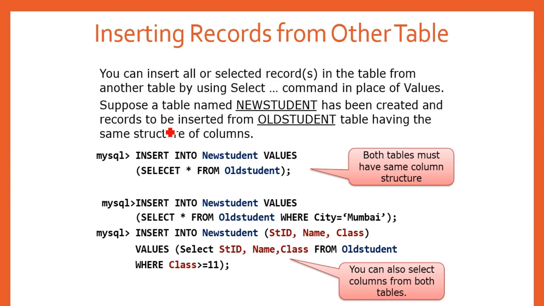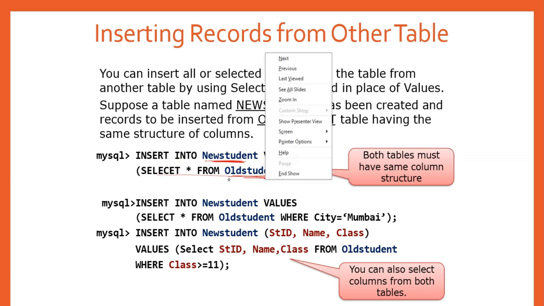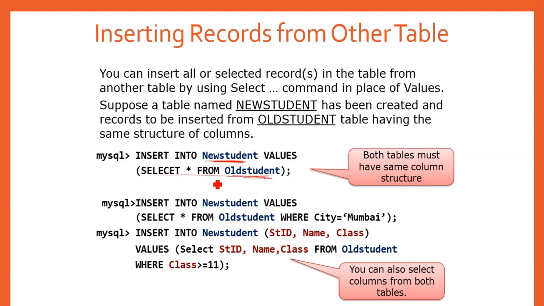This is possible, that we can insert a record in a table from another table. Okay, suppose I have one table with the name old student, and I am creating a new table, that is new student, and now I want to insert all the records from the old table to the new table. So what I write, I have to write insert into table name, that is the new table name, values, in bracket we have to write another query, that is select asterisk from old table. So what will happen? All the records from this old table will be accessed and inserted in the new table. And both the tables must have the same column structure. If the structures are different, it will not be possible.